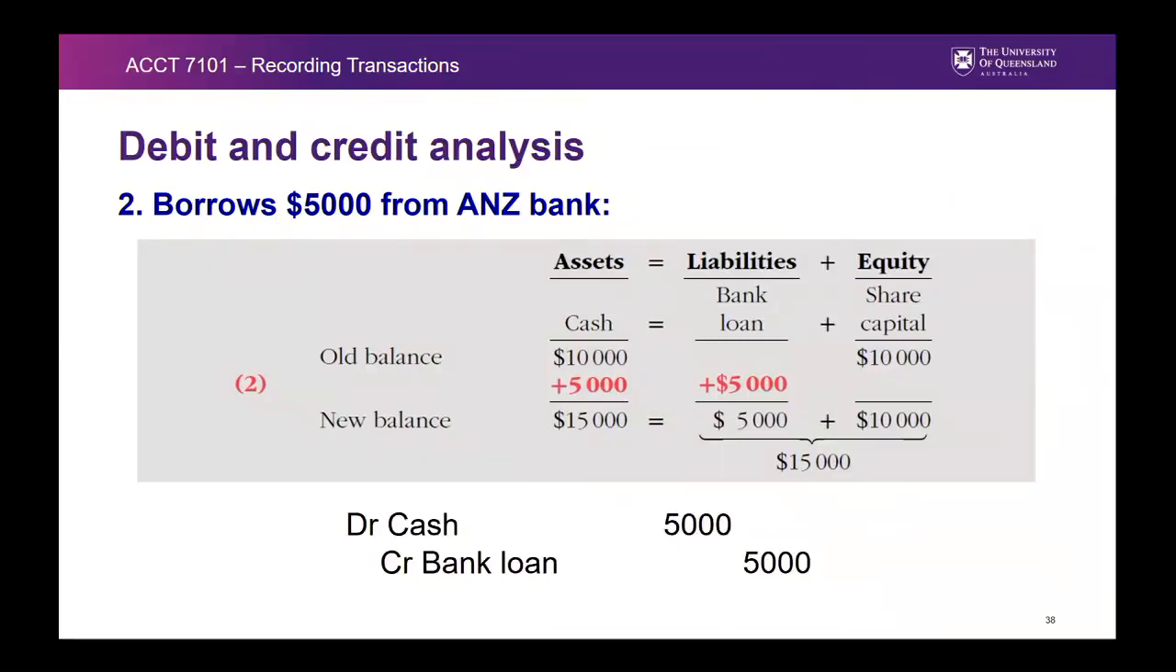So where we borrowed $5,000 from the bank, we debit the asset, the cash asset, and we'll credit the liability, because an asset has a normal debit balance, a liability has a normal credit balance. So we've increased an asset and increased the liability. So there's a debit and credit there. Okay.